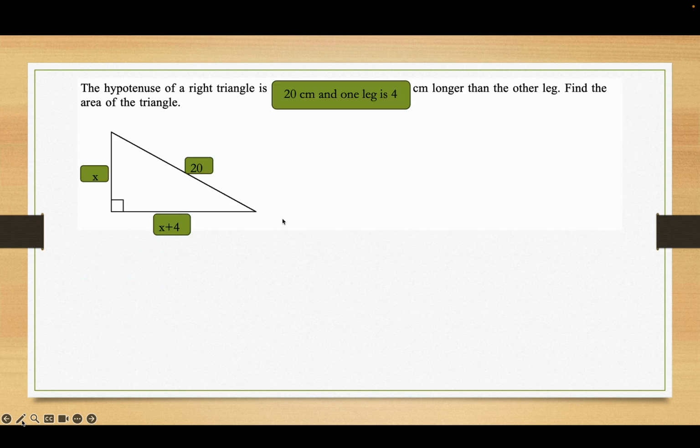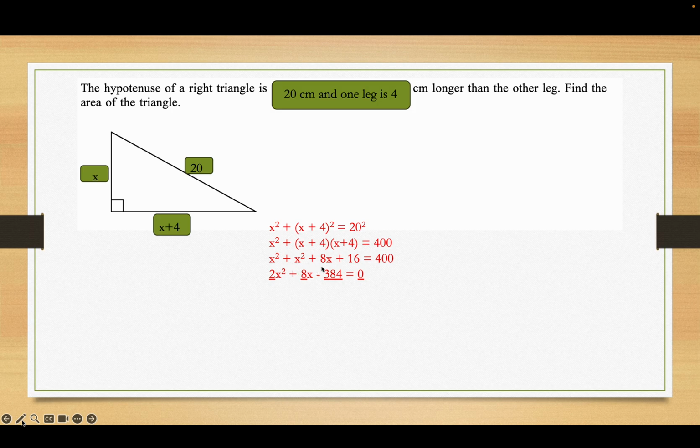Okay, here you go. Right triangle problem. We've done, I think, 3 of these already, maybe 4. In fact, I think it was 4. Okay, so leg squared plus leg squared is hypotenuse squared. X squared plus x plus 4 squared is 20 squared. X squared plus x plus 4 times x plus 4 is 400. X squared plus 8x plus 16 is 400.